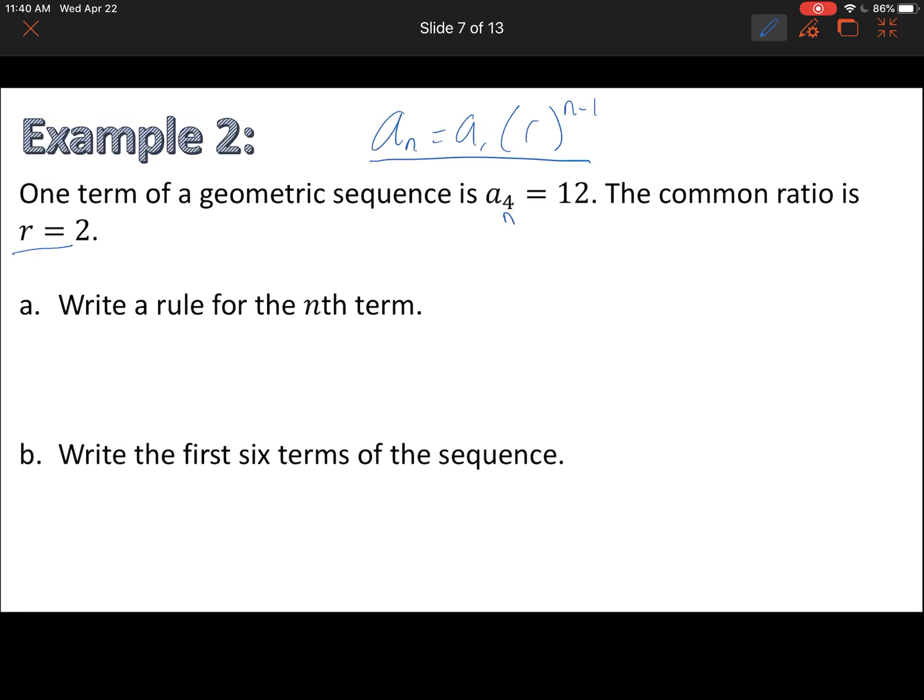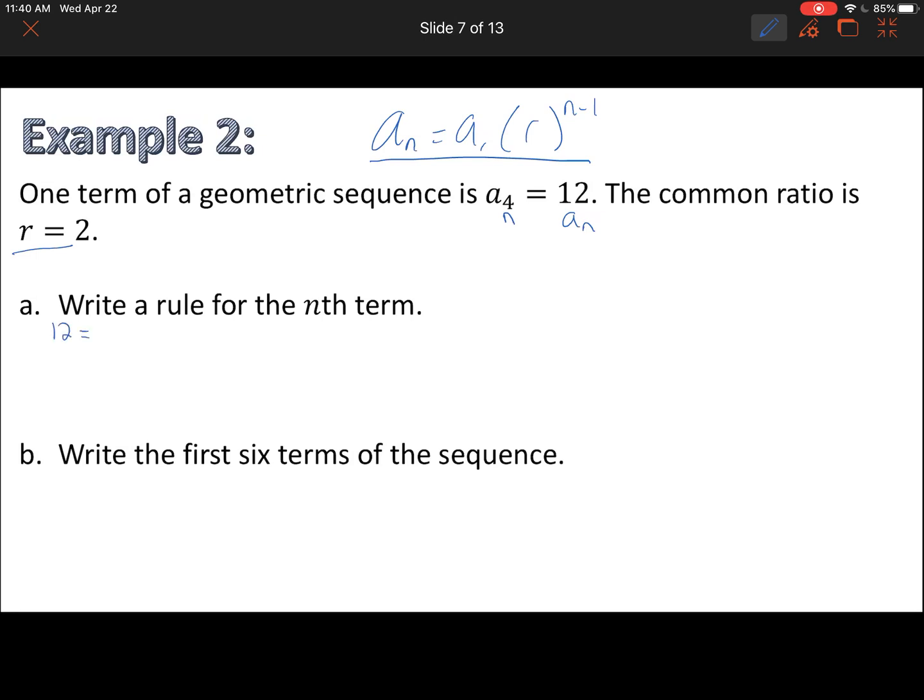This 4 is actually my n value, and this 12 is my a sub n value. So I can use those because if I plug them in for n and a sub n, and I plug in the r that they gave me, the only variable I'm missing is a sub 1, so I'll be able to solve for it. So I'm going to do that right now.